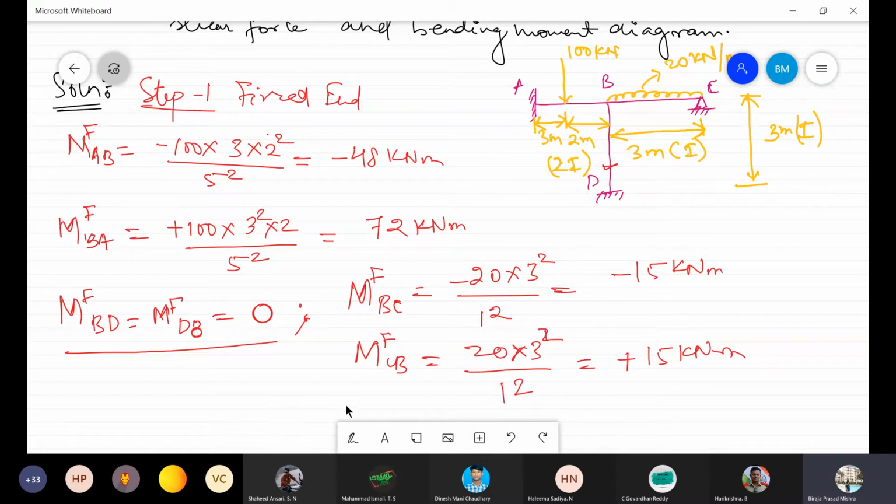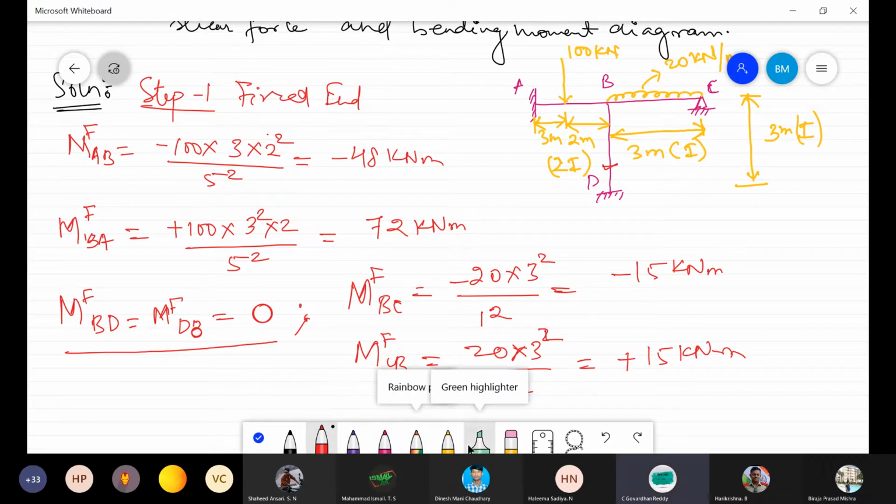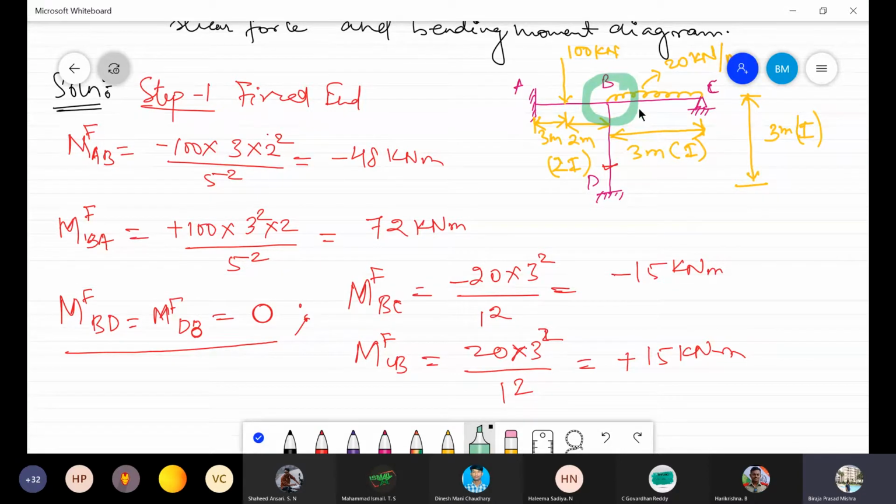Now, what will be the next step? The next step will be the distribution table. Okay, here this is the main joint. Okay, let me highlight that one. This one is the main joint where the three members are connected. This is the main joint, and these are the supports, or supporting joints. So A is fixed, and D is fixed, and C is fixed.